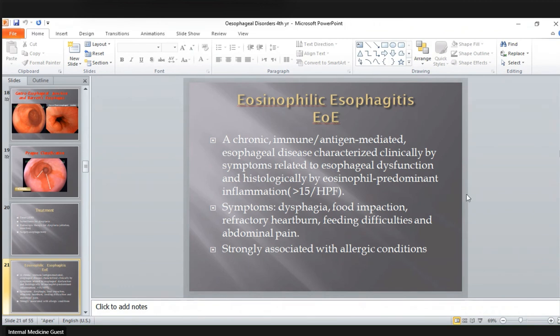Why does it happen? This is an antigen-mediated immune response that will result in esophageal dysfunction and is characterized by eosinophil infiltration of the mucosa. It is strongly associated with allergic conditions. Again, the main symptom is difficulty in swallowing, that's dysphagia, and not an uncommon presentation is food impaction.